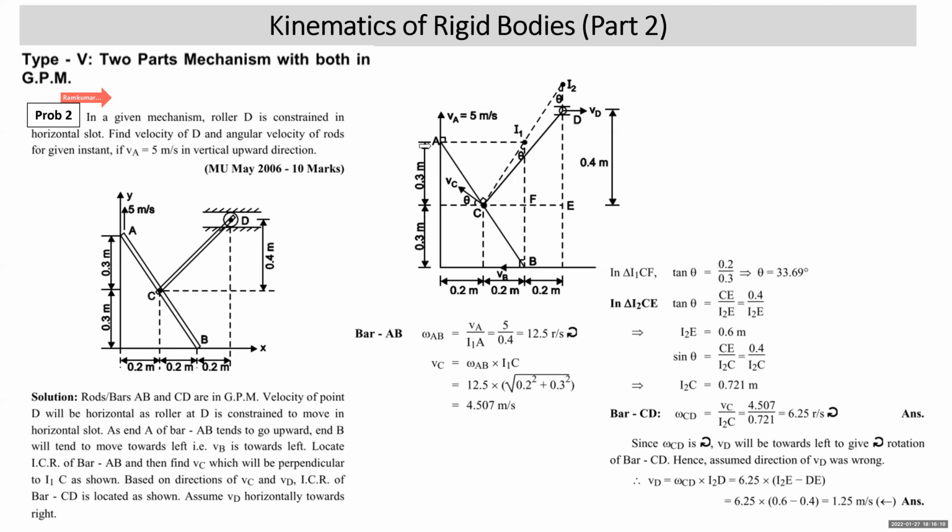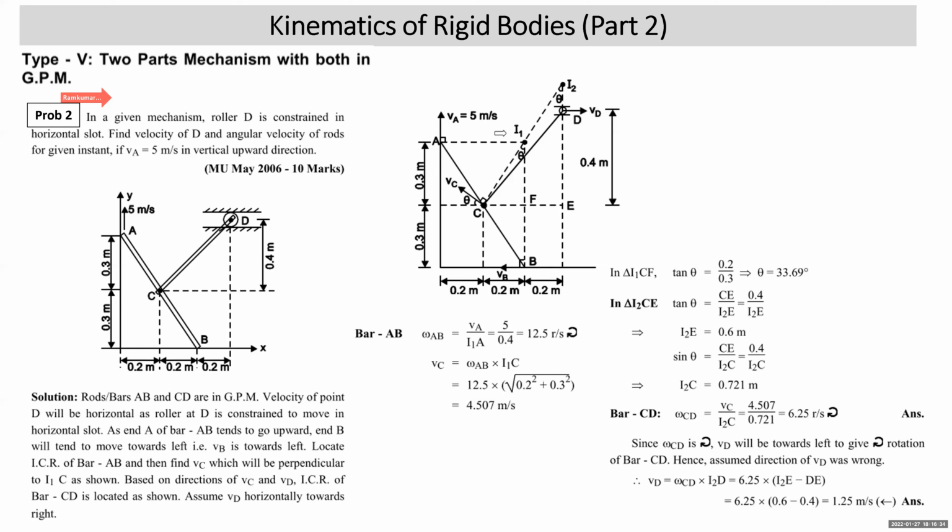If end A is pulled up with a certain velocity, B is bound to move to the left. Velocity of point B, as it is sliding along the horizontal plane, has to be horizontal. Since A is pulled up, B will tend to move to the left, so velocity of point B is horizontally towards left. Draw perpendicular to VB, draw perpendicular to VA.